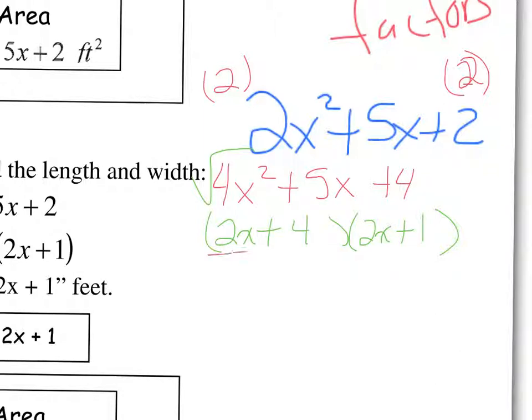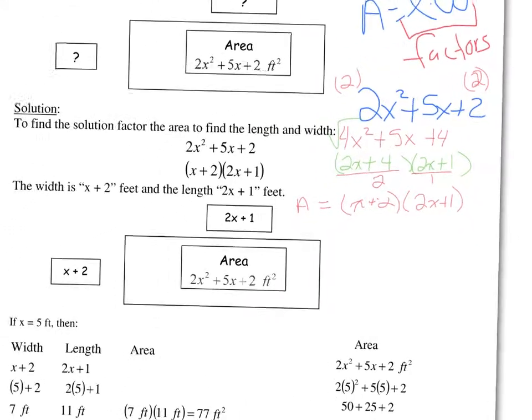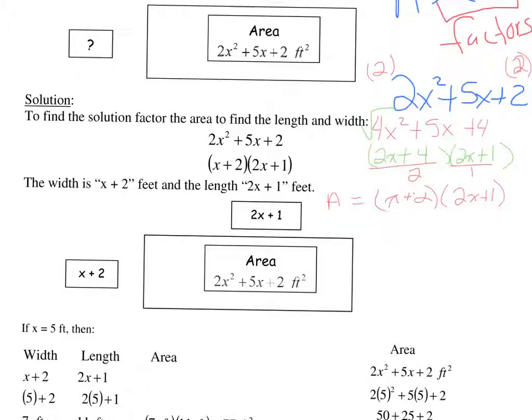And then we divide by the GCF. So that leaves us with x plus 2, 2x plus 1. And that is the area of this rectangle factored into length and width. And you can see again in the example here, 2x plus 1 is the length, x plus 2 is the width. So take the area, factor it into length and width.